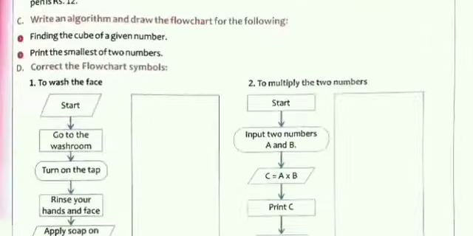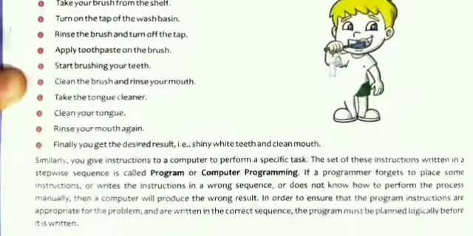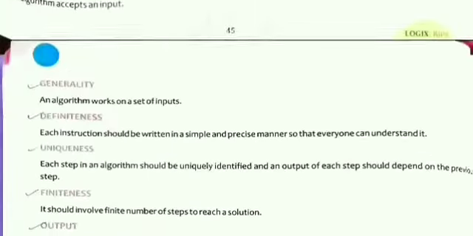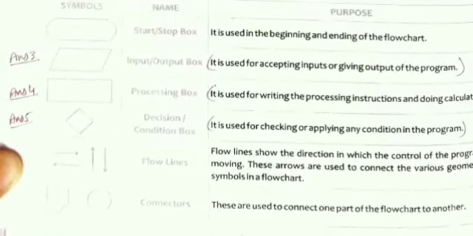Now answer 3, 4 and 5. All these three answers are given on page number 46. Come to the page number 46. It is here. On page number 46, I have marked it. Answer 3, input output box. So you have to write in this, it is used for accepting inputs or giving output of a program, and also draw the symbol.